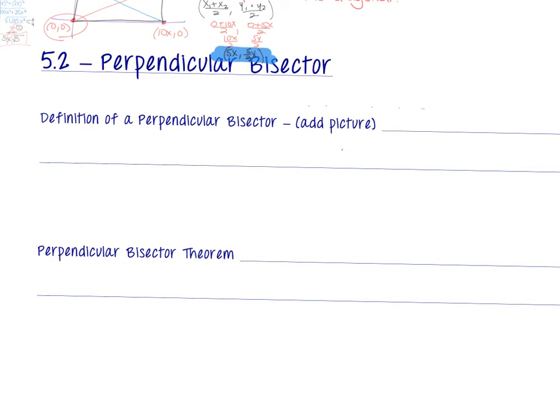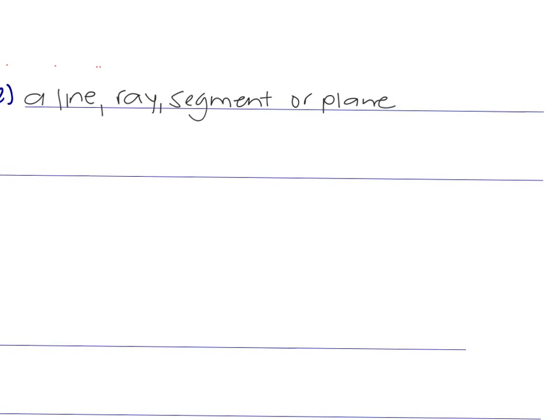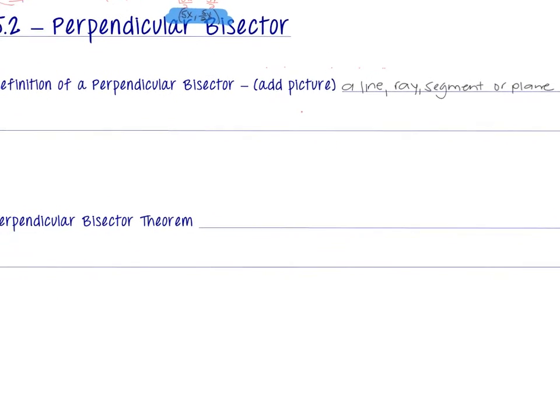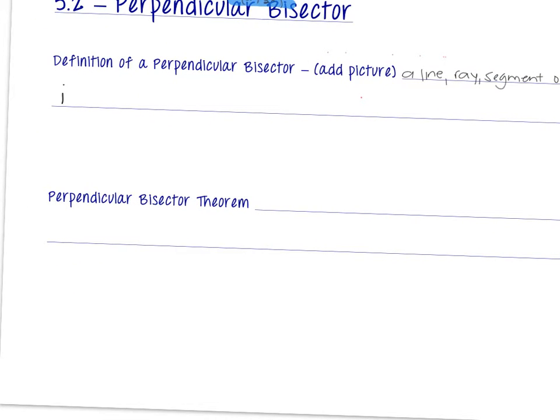So what is a perpendicular bisector? Remember that its name kind of gives the hint, which would be what? It's a bisector and it's perpendicular. So can it be a line, a ray, a segment, a plane? Yeah, any of it. So it's a line, ray, segment, or plane that is perpendicular to a segment at its midpoint.